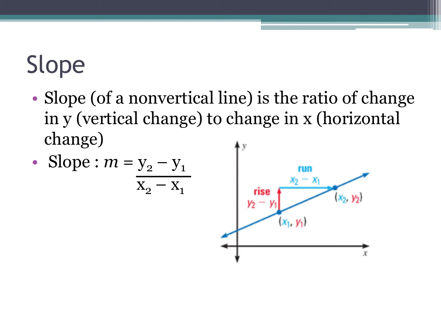So the slope of a non-vertical line is the ratio of a change in y to a change in x, the horizontal change. Slope is always indicated with the lowercase letter m. So when you see the lowercase letter m, that's the letter that they're going to use to represent slope. Slope is defined as rise over run.